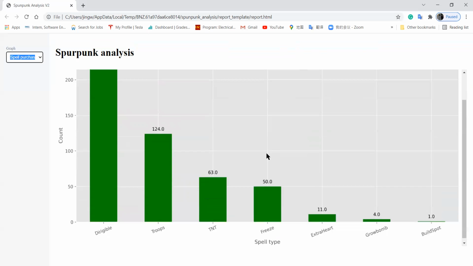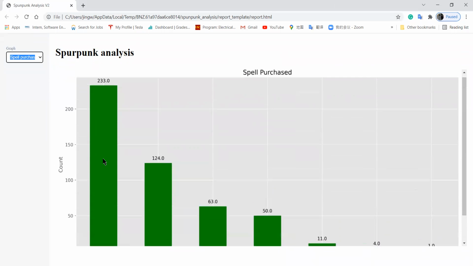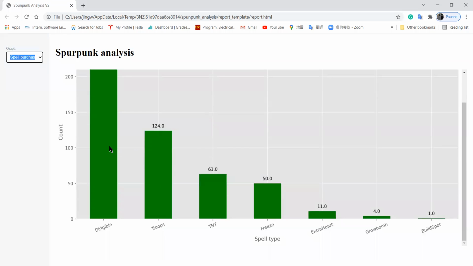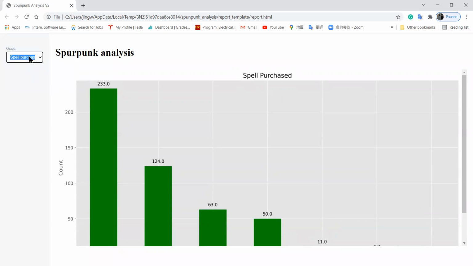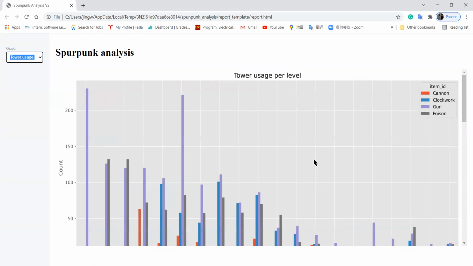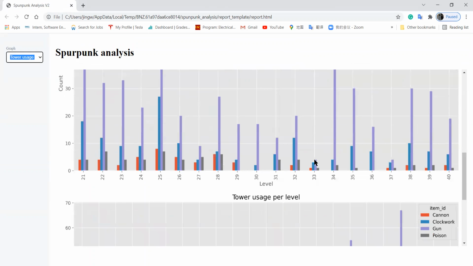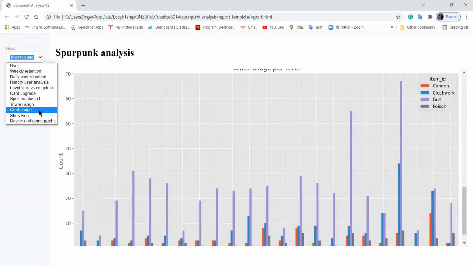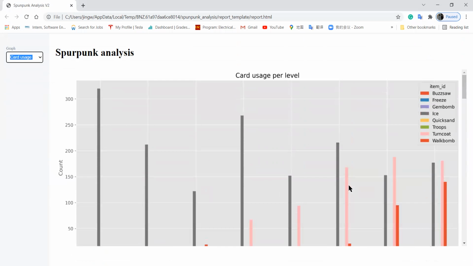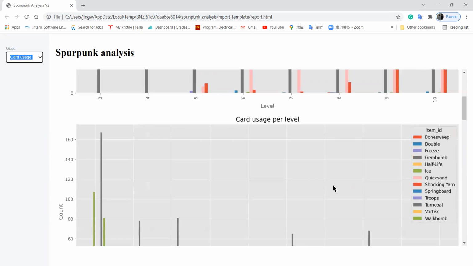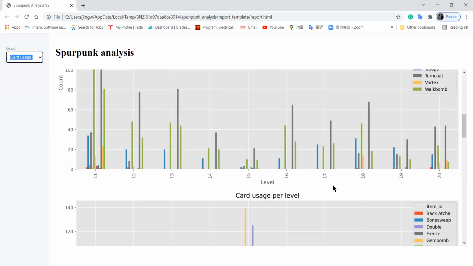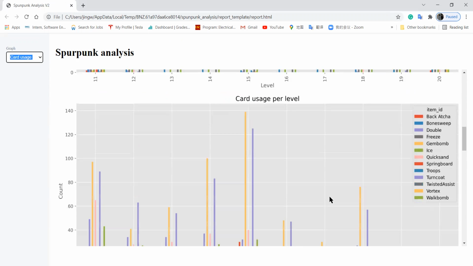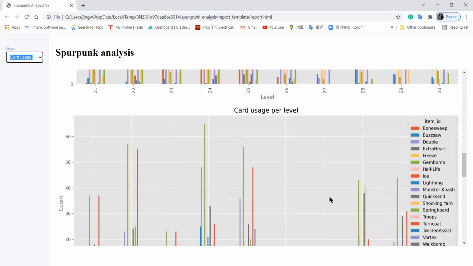So this is the spell purchase. That means the total number of player purchases in the weekly data. So we can also know which spell is popular or less popular. That's similar in the tower usage and the card usage per level. That means which card or which tower will be used in each level. We can know in each level which card or which tower is used the most and used the least.